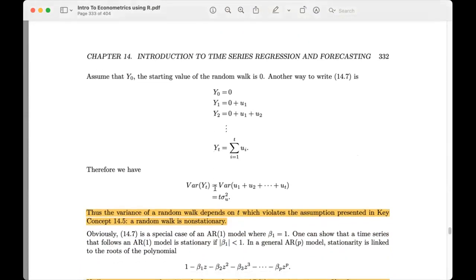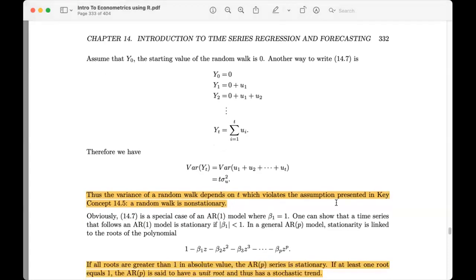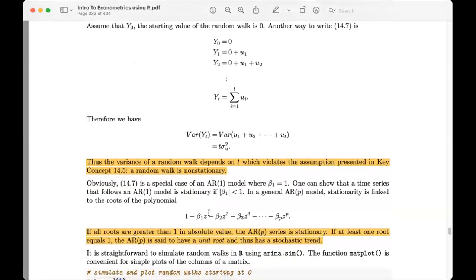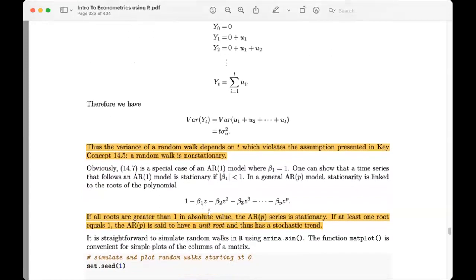So we can see that the variance is time dependent, which will violate the assumptions of stationarity, because the assumptions of stationarity say that both the mean and the variance should be time independent or time invariant. But here we can see that the variance of a random walk is time dependent. Thus, it violates the assumptions presented in key concept 14.5. So therefore, a random walk is non-stationary.